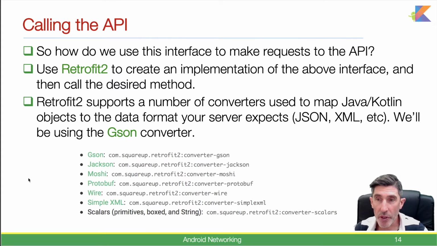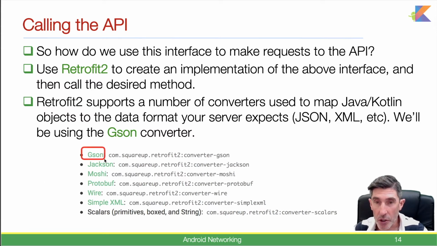It supports a number of converters used to map Java and Kotlin objects to the data format your server expects. So in our example, it's JSON, but it mightn't be. And again, this goes back to, from the developer's perspective, needing to know the type of data that you're getting back from the server.